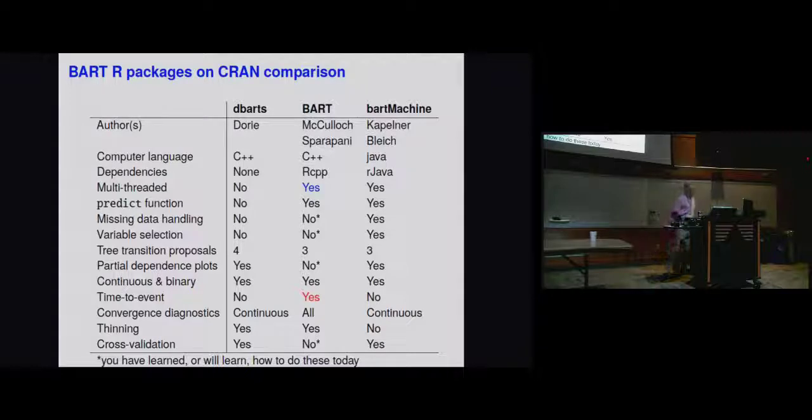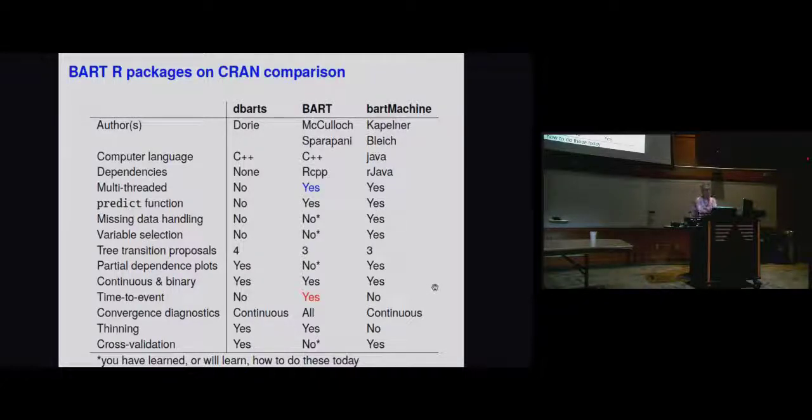dBARTs and BART machine automatically do these things called partial dependence plots. I think it's kind of like a whiz-bang feature because it's fairly easy to do this without any assistance. So that's a no for our package, but I'm going to show you how to do it. It's fairly trivial.